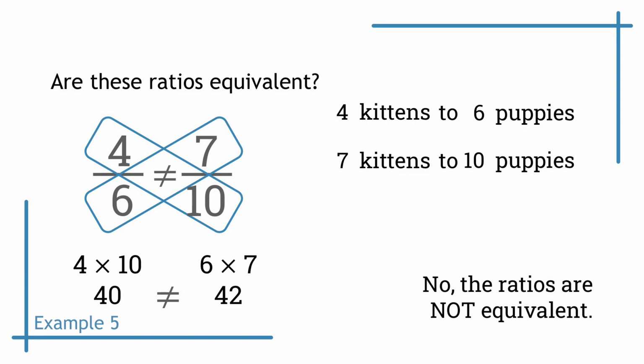Those cross products can be really helpful. That pattern will work every single time, so whenever you're stuck, you can always use cross products to figure out if the ratios are equivalent. And there you have it. Determining an equivalent ratio is as simple as finding a pattern between the ratios. Keep at it.